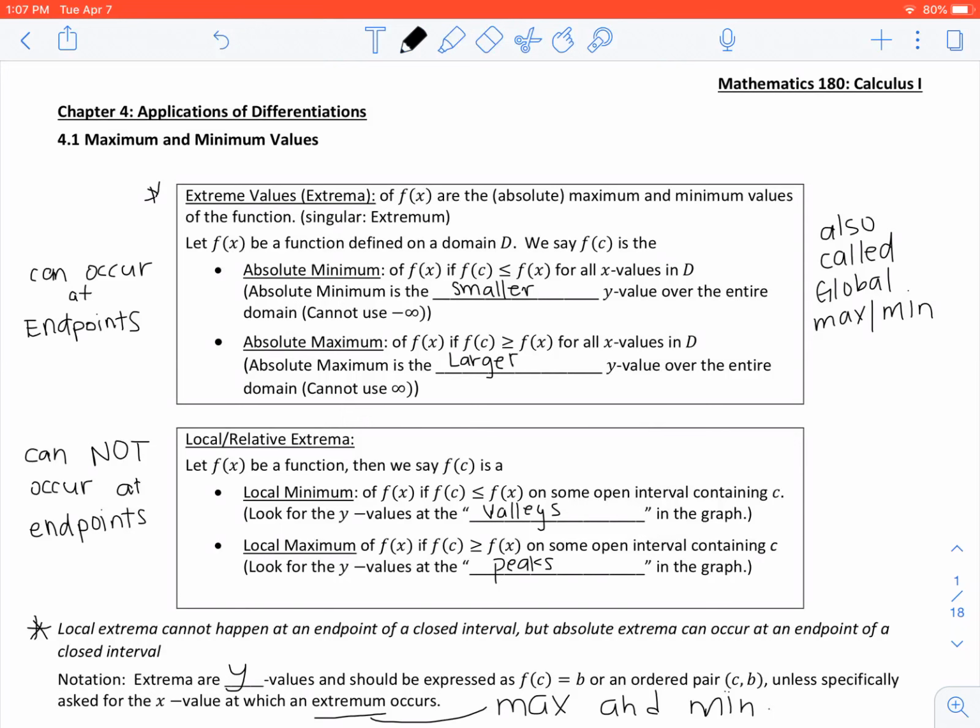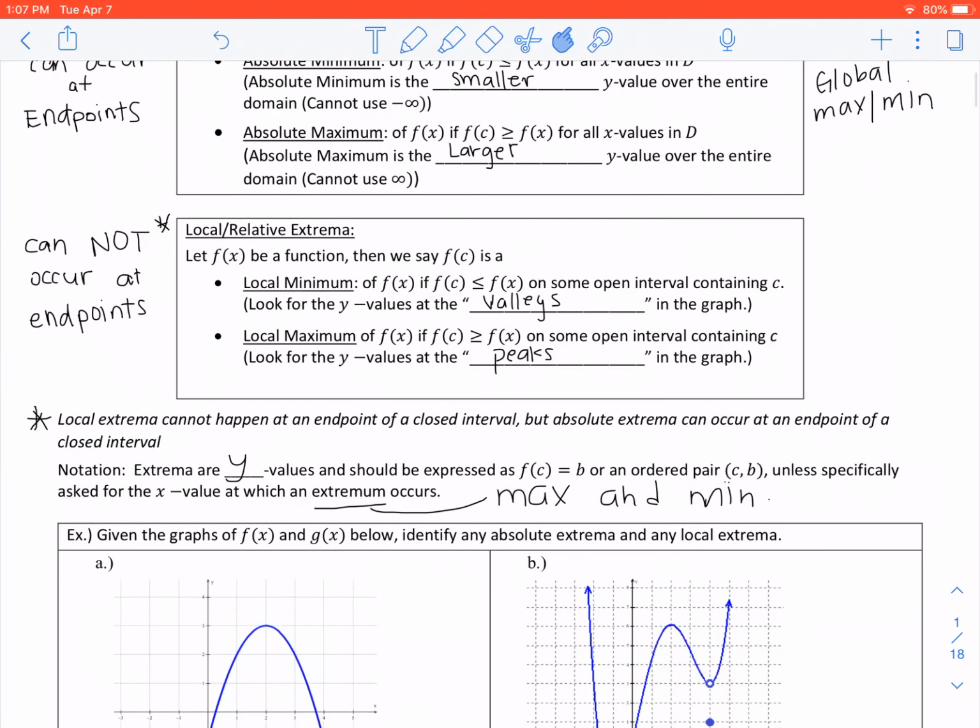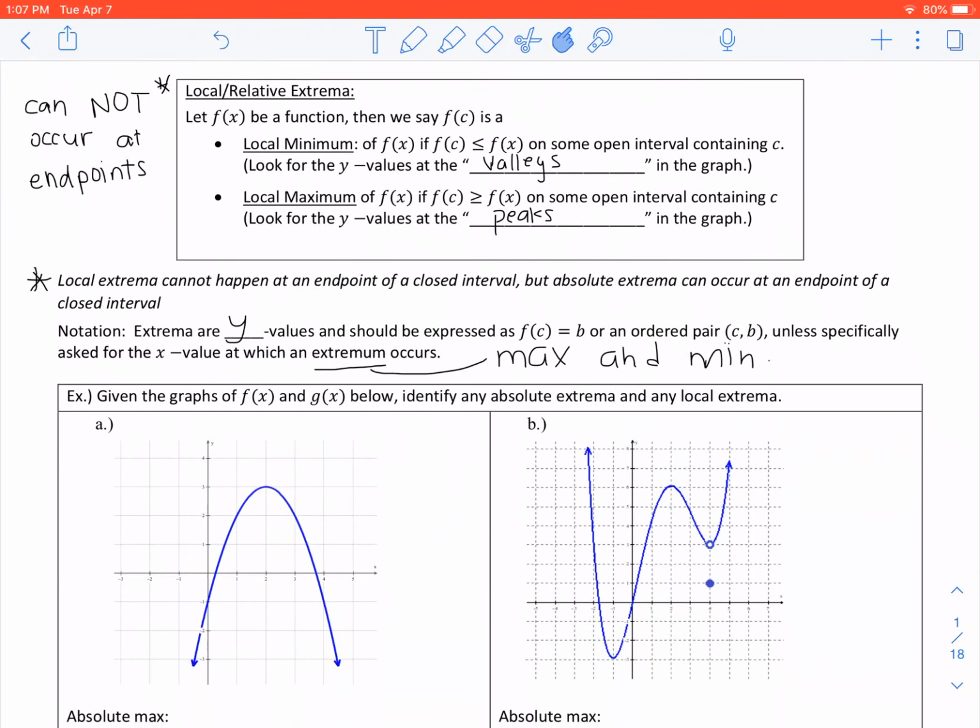Down below this, I'm going to give the second box a star. The second box is local or relative extrema. It says let f of x be a function, then we say f of c is a local minimum if f of c is less than or equal to f of x on some open interval containing c. So you're going to look at the y values, and these are at all the valleys of the graph.